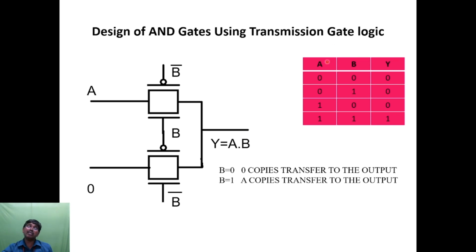Now we will see the AND gate. This is the truth table of the AND gate. When both inputs are low, output will be low. When A is low and B is high, output will be low. When A is equal to high and B is equal to low, output will be low. When both are high, output will be high.